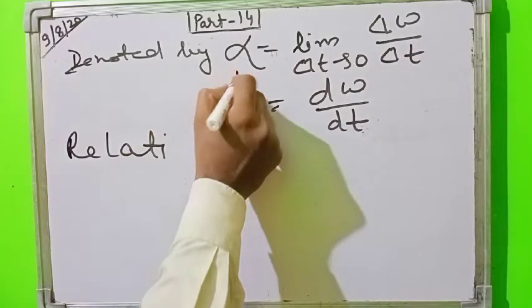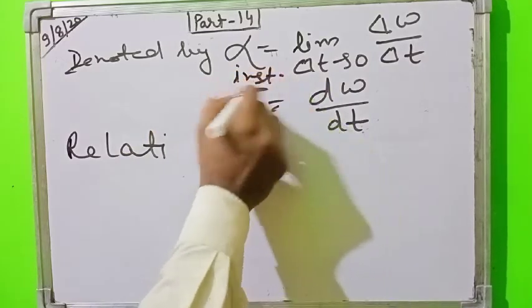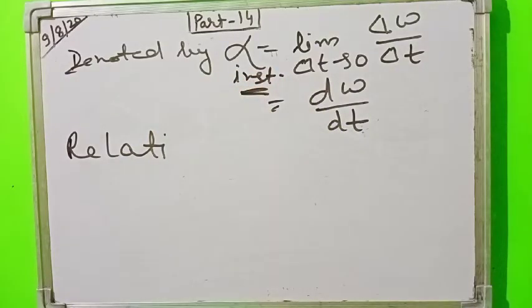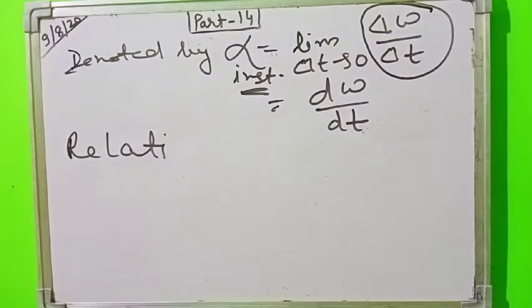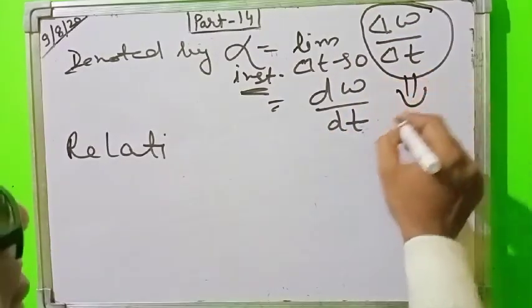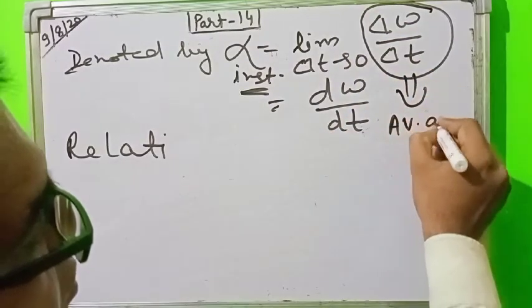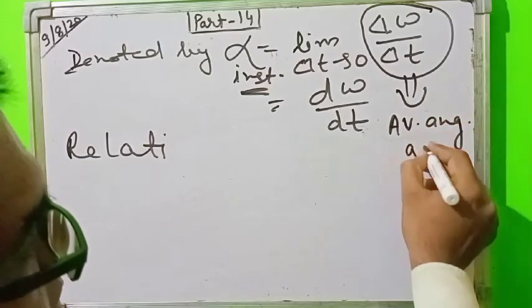This is instantaneous angular acceleration, because you are taking delta t tends to 0. If you are not taking delta t tends to 0, then the simple del omega upon del t is called average angular acceleration.